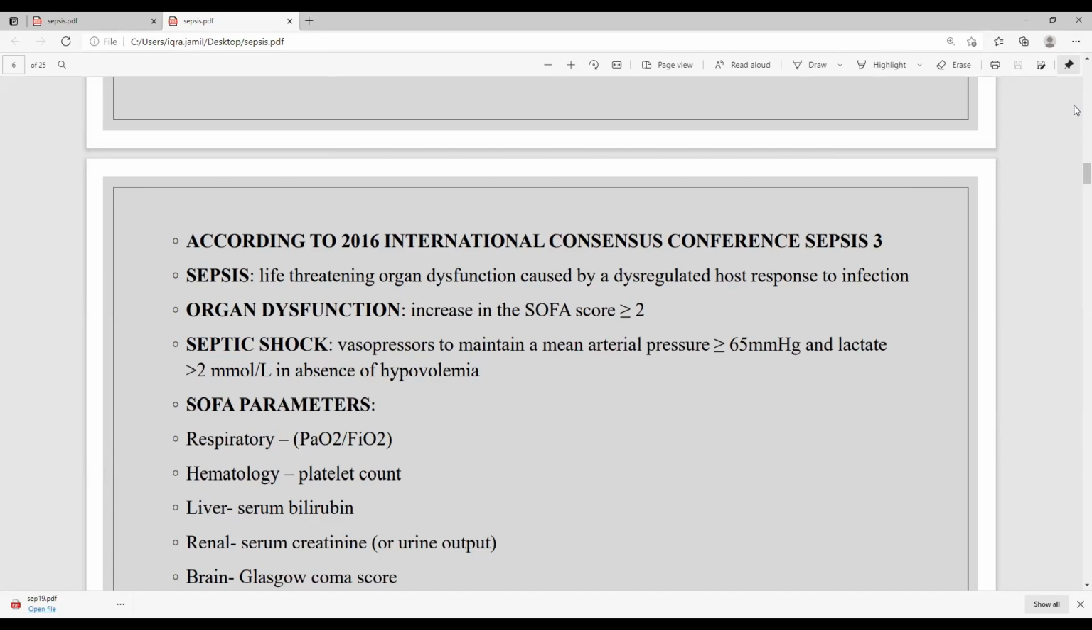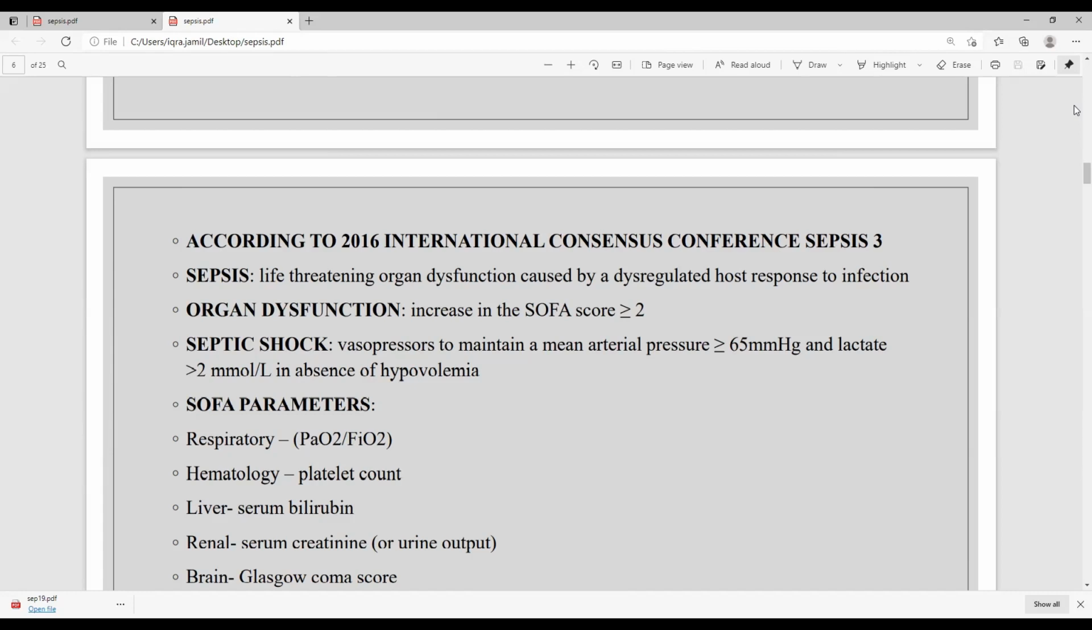Septic shock: vasopressors to maintain a mean arterial pressure of 65 or more, and lactate level more than 2 millimole in absence of hypovolemia. In the previous definition, it was 4 millimole. Here it is 2 millimole. SOFA parameters. SOFA means sequential organ failure assessment.